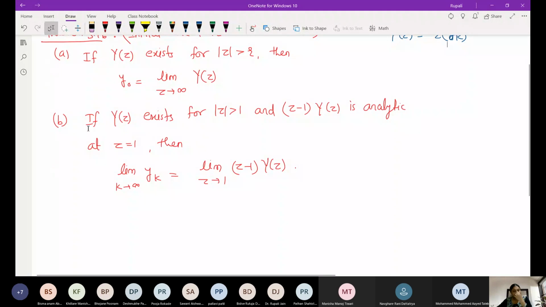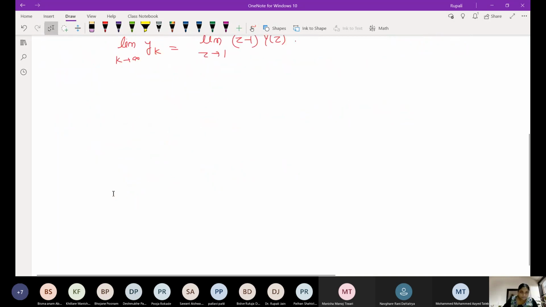And what is B part? If again z transform of y(k) exists and (z minus 1) Y(z) is analytic at z equal to 1, and here r is particularly 1, then limit k tends to infinity y(k) is nothing but limit z tends to 1 of (z minus 1) Y(z). So for this we will verify one example.